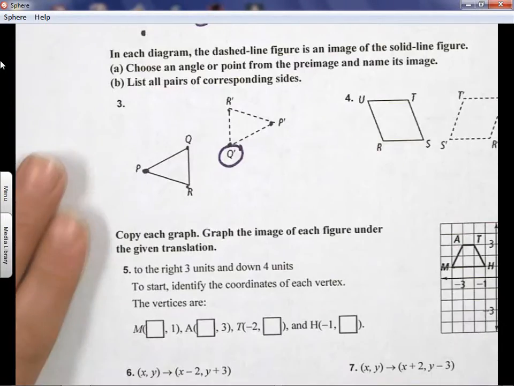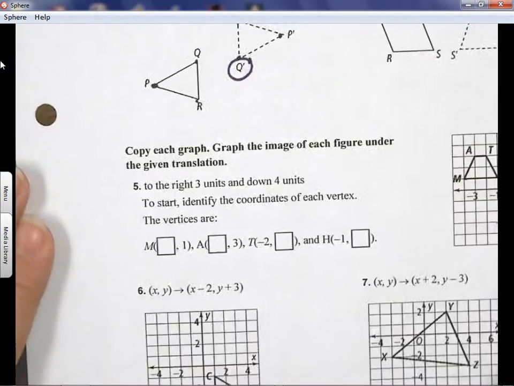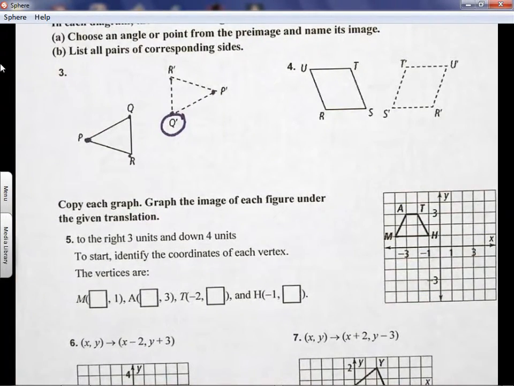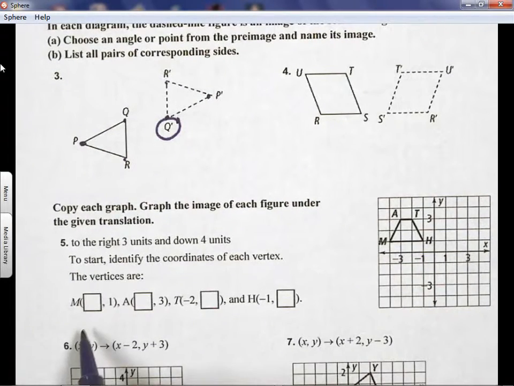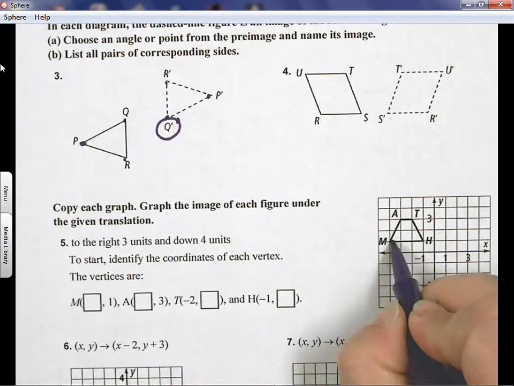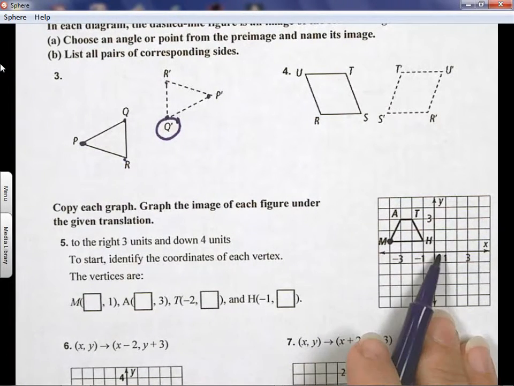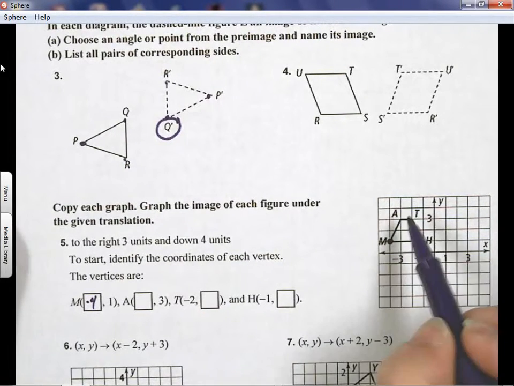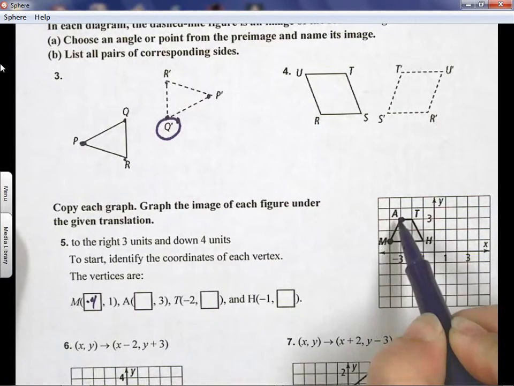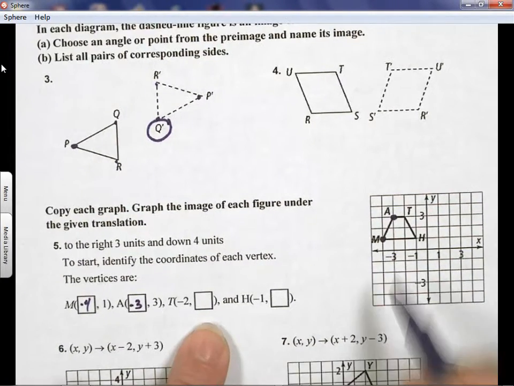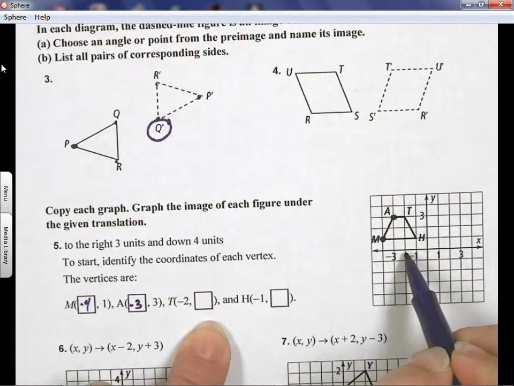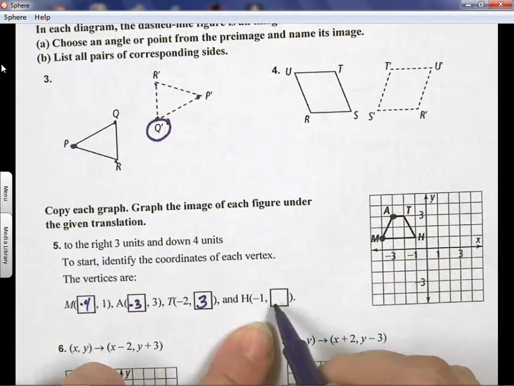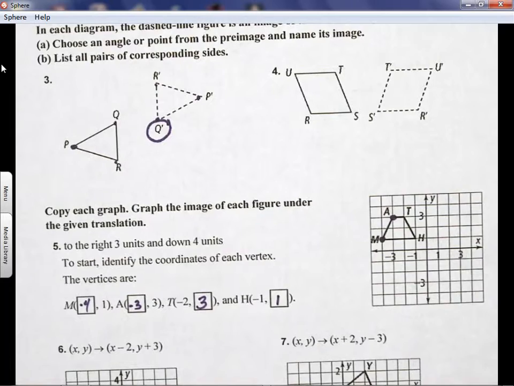So now we're actually going to get into the meat of the homework. I think I did a better job of explaining this during 5th period than I did 3rd. So I kind of want to walk you through that again. The first thing we did is we identified what are all the points. So point M here, what are the coordinates of that point? Well, it's a -4, +1. And so we're going to fill all that in. And A, it's a -3, +3. And T is a -2, +3. And H is a -1, +1. So there you can see we have all of our ordered pairs.